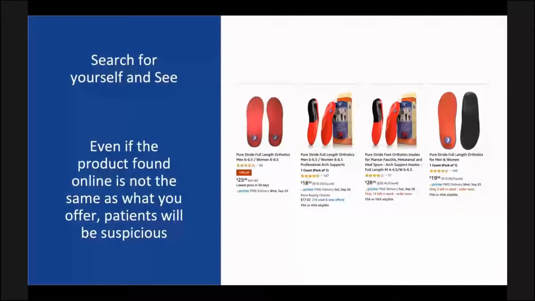Okay, so here's some Pure Stride, quote, medical grade orthotics. And there we go, the second one in. It says $18.50 and it's free Prime delivery, probably the next day. So tell me that you're offering your medical grade orthotics for more than $18.50. I hope so, but a patient can buy them right on Amazon and have them the next day for $18.50.